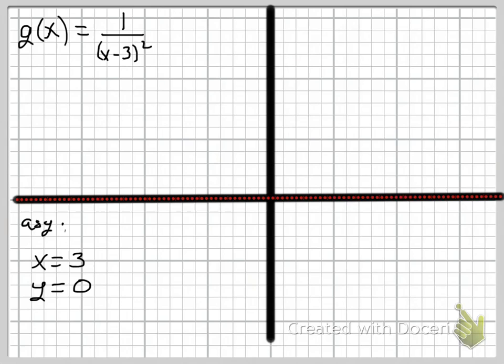And so that's this horizontal line right here. And then we're going to have a vertical asymptote at 3. So somewhere along there, we're going to draw in a dotted line for that asymptote.